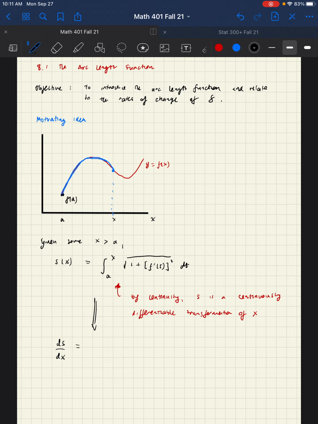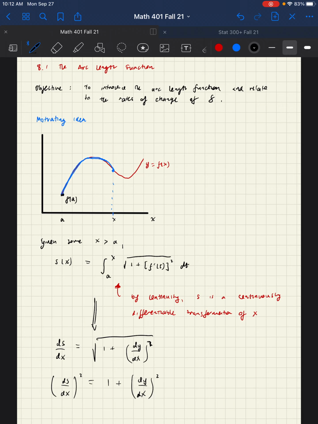One other really cool thing about this is that we know immediately what ds with respect to dx is. The derivative of s with respect to x is literally the integrand. So 1 plus the derivative of y with respect to x, squared. Which means if you write it as ds over dx squared, you get 1 plus dy dx squared.